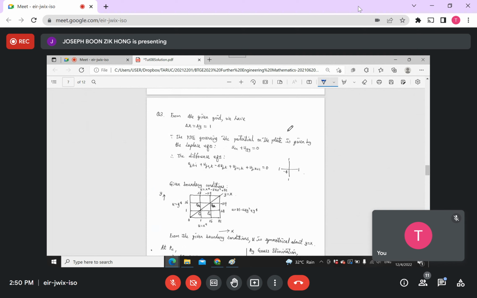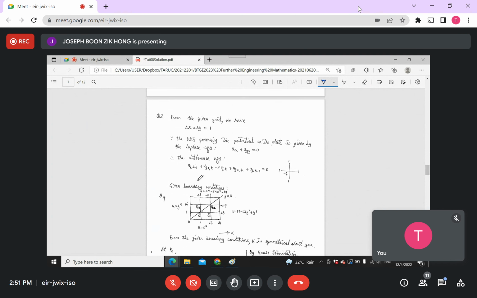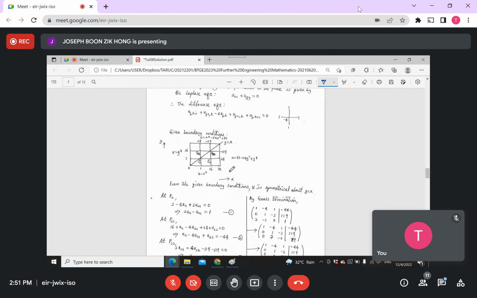Okay, so this is question 3. Okay, if you are like me, and don't check the condition. Actually, if you check the condition, you will find that it is a symmetry, among this side and this side. So that means actually P12 and P21 you only need to find once. Okay, but it's okay if you didn't find it.